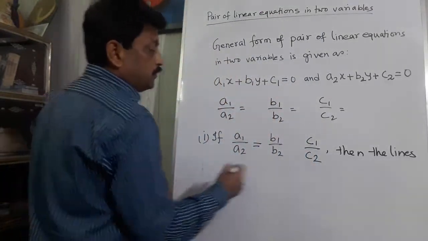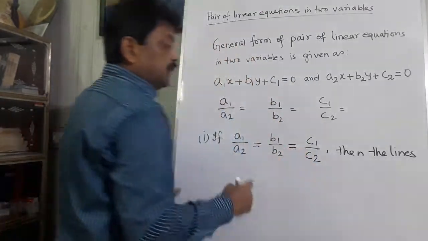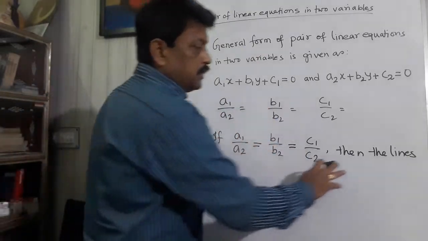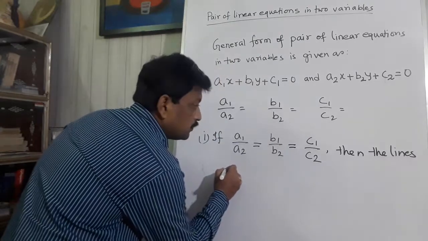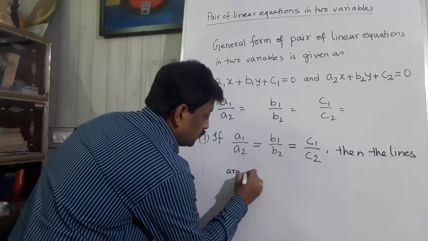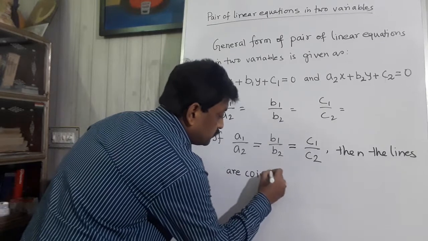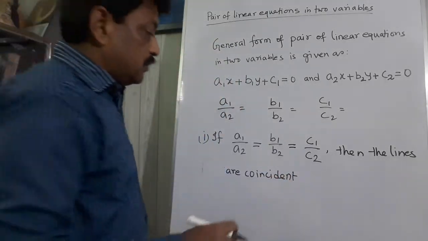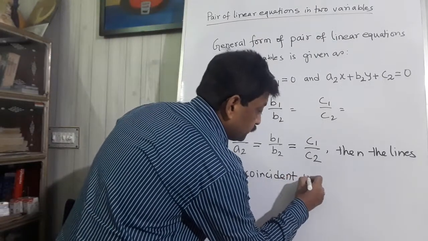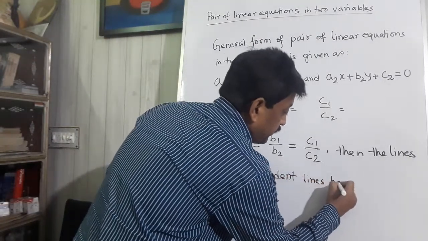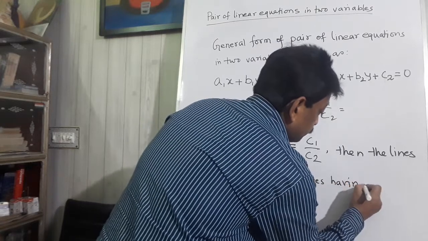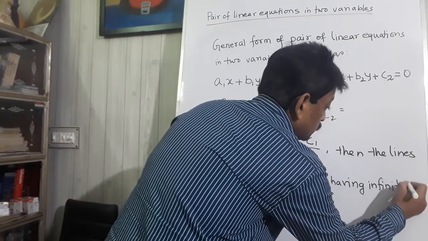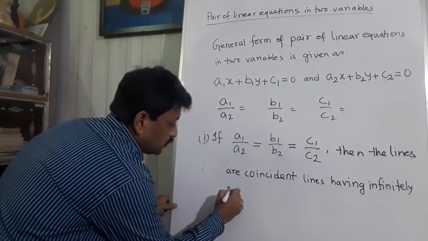if a1 by a2 is equal to b1 by b2 equal to c1 by c2, means all the three ratios are equal, then the lines are coincident lines. Means one line is lying on the other. Coincident lines having infinitely many solutions.